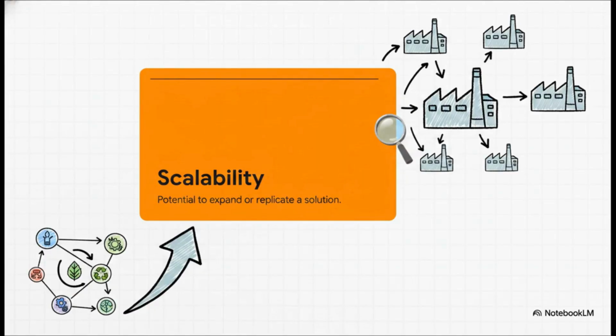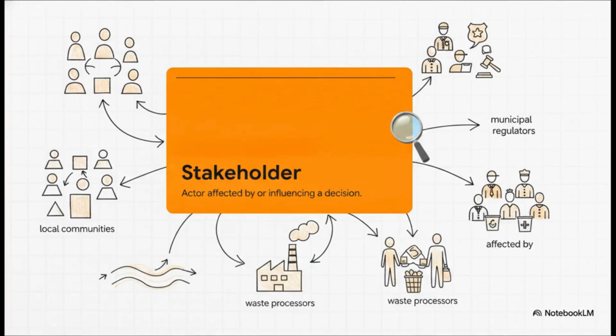Then we've got scalability. This refers to the potential to expand or replicate a successful solution. This one is huge. A brilliant solution in one industrial park might rely heavily on incredibly short local distances, very specific infrastructure, or a unique local market demand. So a key part of your analysis will always be asking: can this scale, or is it totally bound to this specific location?